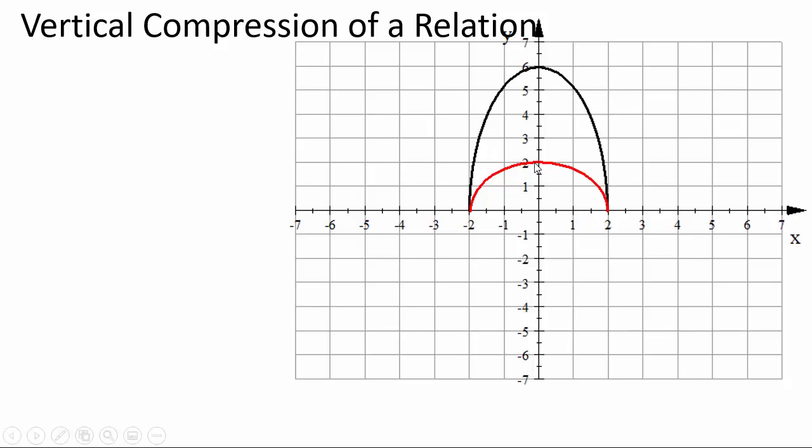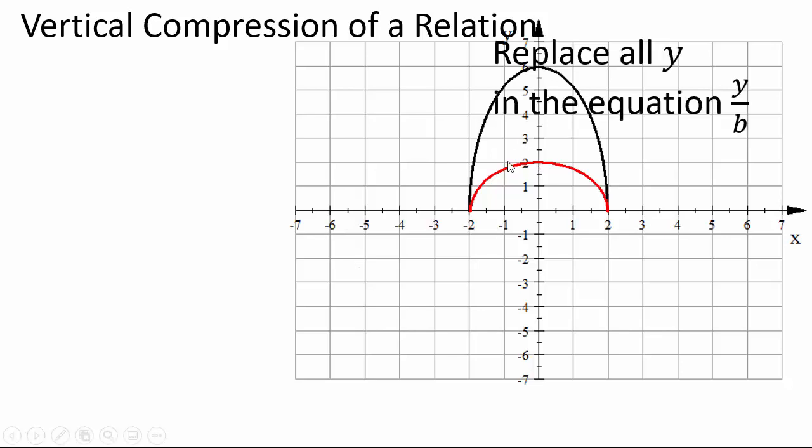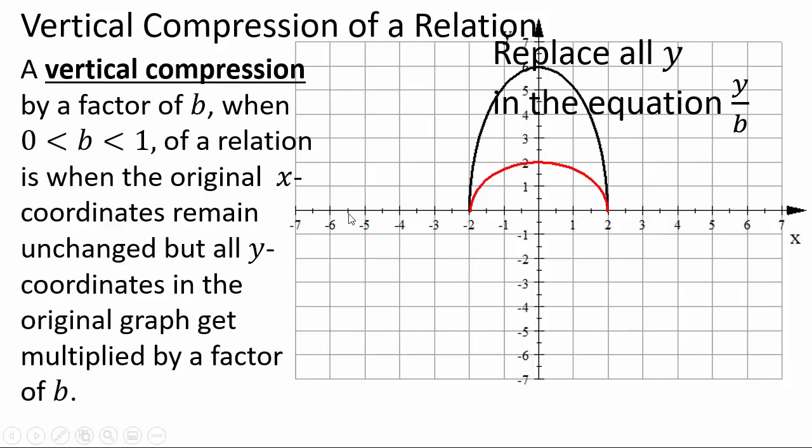So it's the opposite effect. It will get vertical compression. That means our number b would have to be between 0 and 1, so still a positive number. And then what happens? Well, all the y's get replaced with y over b again, but because b is smaller than 1 and bigger than 0, all the y coordinates got smaller, which means it got vertical compression. So vertical compression by a factor of b: all x coordinates remain the same, and the y coordinates would have to get multiplied by a factor of b to produce the same f of x.